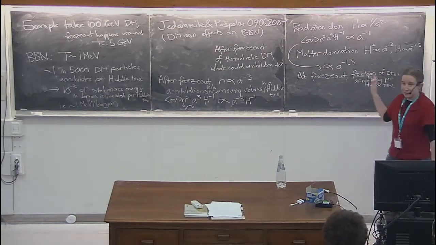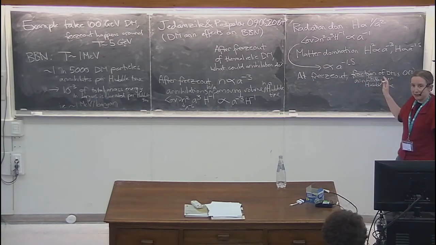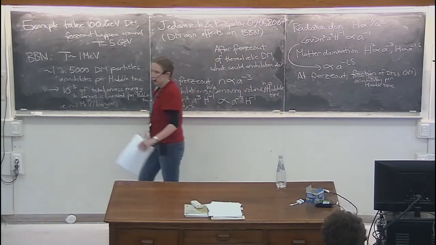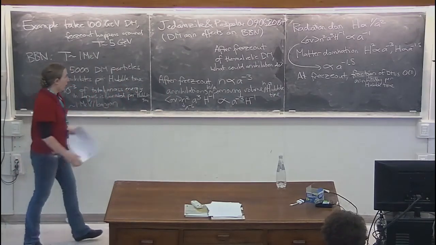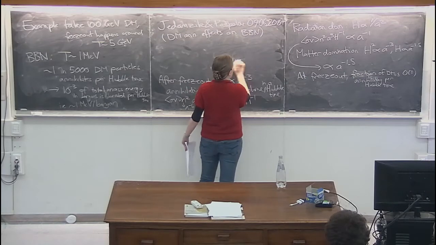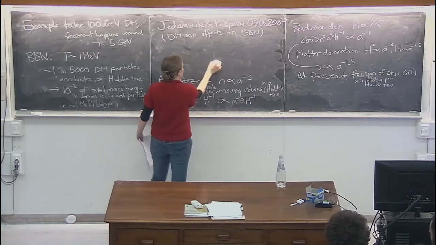Just want to pause here and ask, are people okay with this quick estimate? Any questions about this? This is the easiest way I know to see why dark matter annihilation is important in the early universe, and just get a quick estimate of how it's going to affect things.